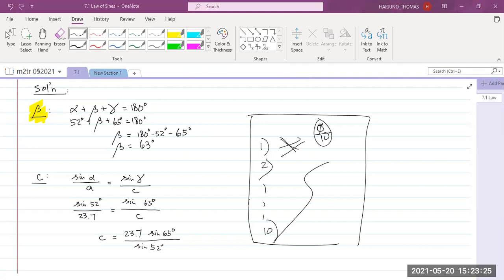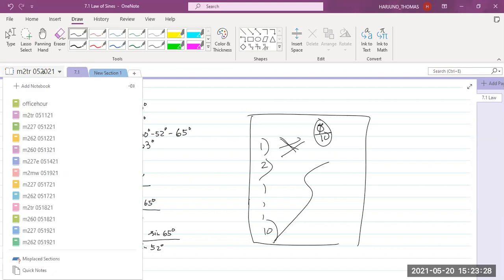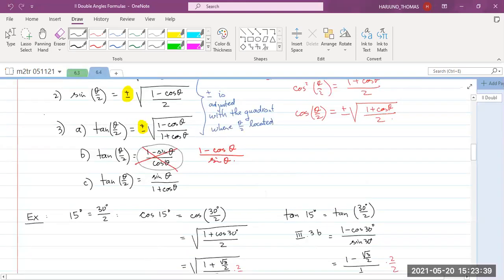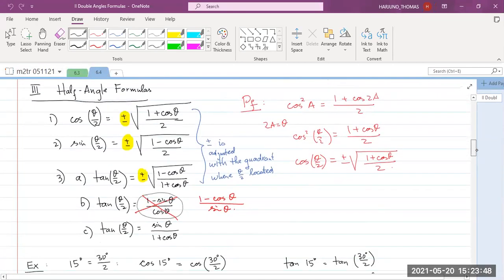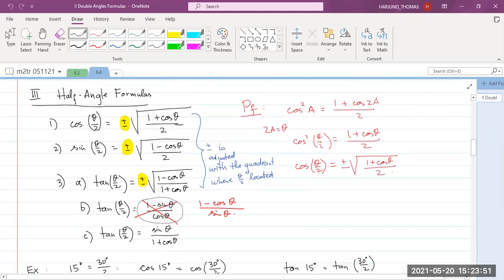One student actually brought this to my attention yesterday, that I wrote a wrong formula on my May the 11th lecture, on section 6.4. On section 6.4, my formula 3b was incorrect. I wrote 1 minus sine theta over cosine theta. Actually, I think at that time my mind was somewhere else, and I didn't even read it. The formula is supposed to be 1 minus cosine over sine.